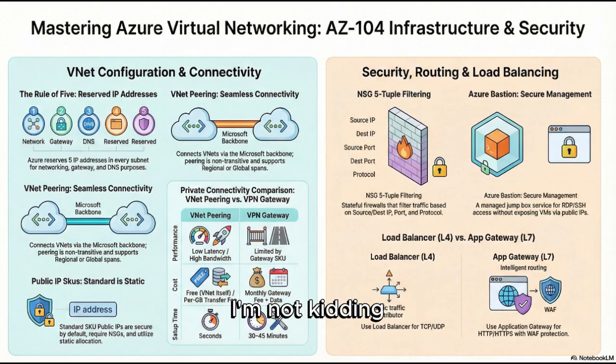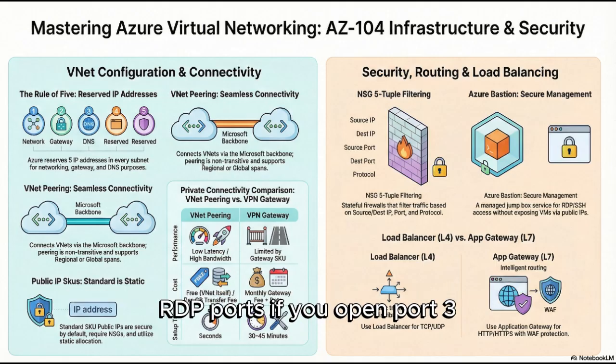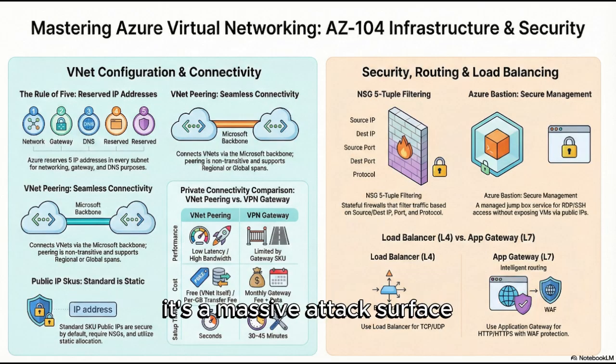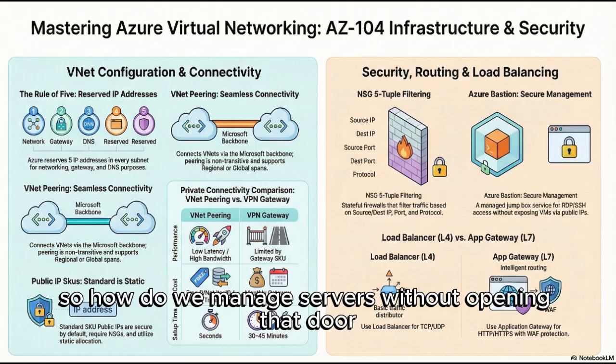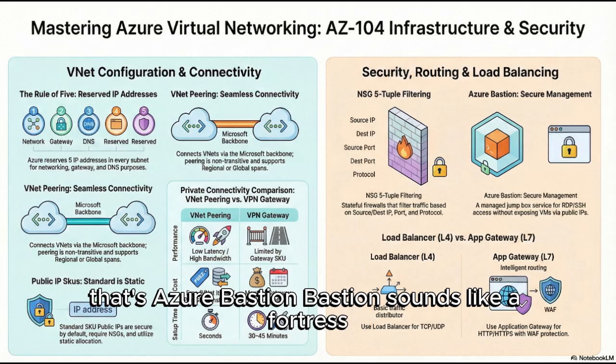I'm not kidding. There are bots that scan the entire internet for open RDP ports. If you open port 3389, you will see brute force login attempts within minutes. It's a massive attack surface. So how do we manage servers without opening that door? You use a secure tunnel. And in Azure, that's Azure Bastion.